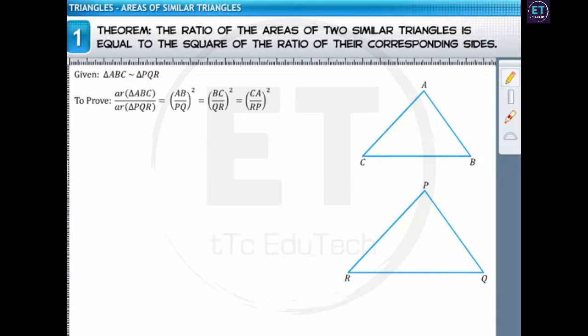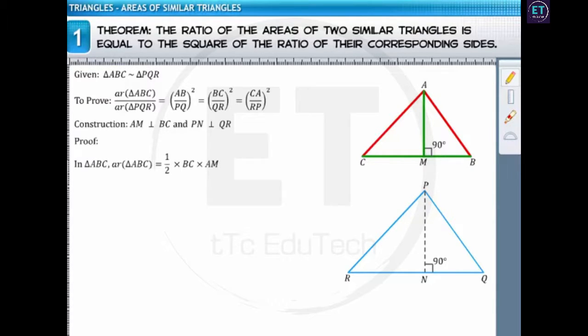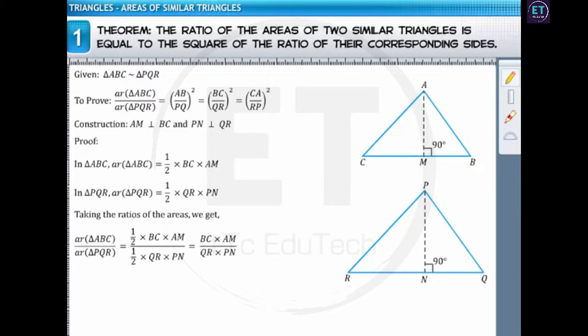To begin with, let's draw altitudes AM and PN on sides BC and QR respectively. Consider triangle ABC. Its area is equal to half the product of the base BC and the altitude AM. Similarly, the area of triangle PQR is equal to half the product of the base QR and the altitude PN. Now, let's take the ratios of the areas of the two triangles. On further simplification, the equation obtained is as shown here.